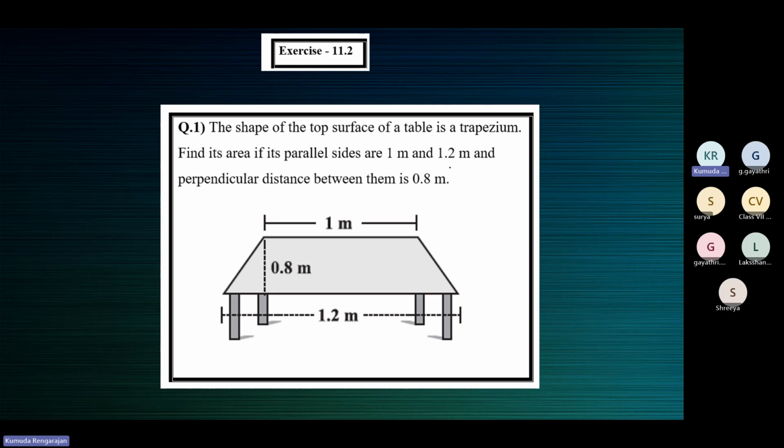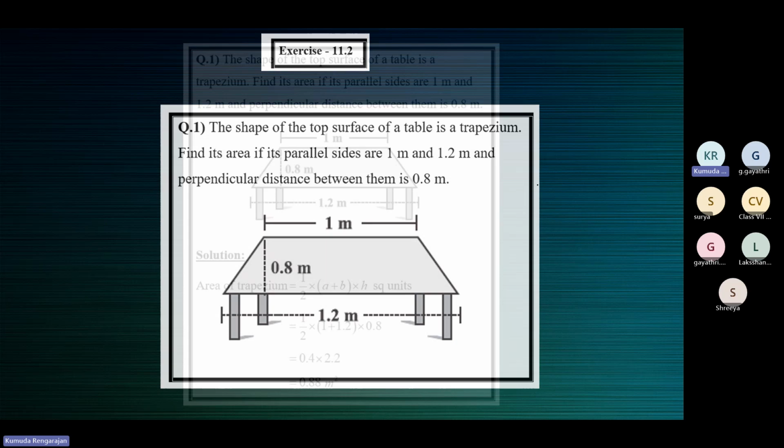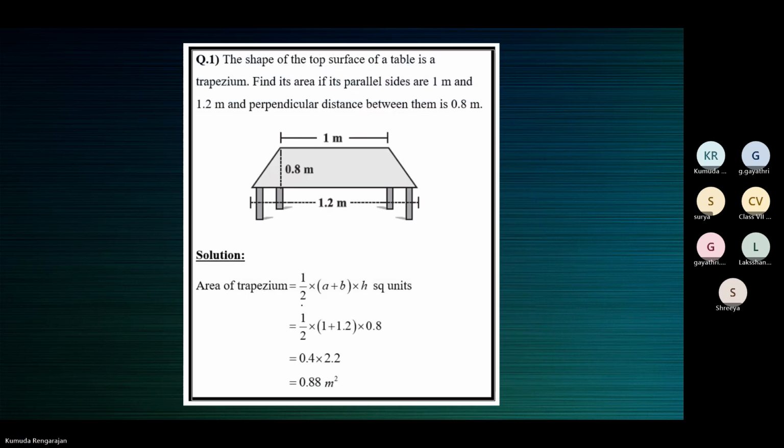Half sum of the parallel sides. What are the parallel sides? 1 meter and 1.2 meters. So sum of the parallel sides, 1 plus 1.2, into the distance between them. What's the distance between them? 0.8. So see the answer. This is the answer.